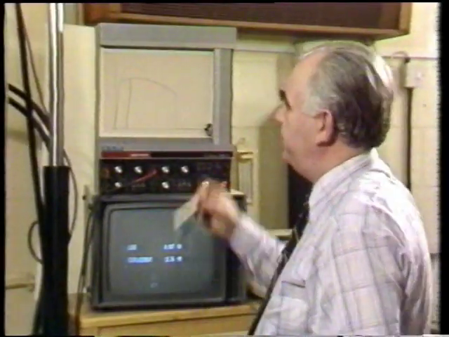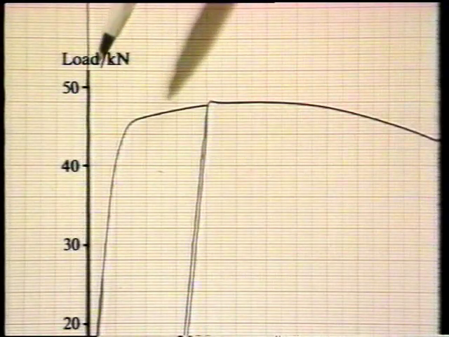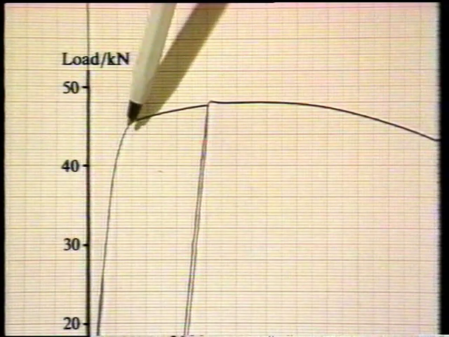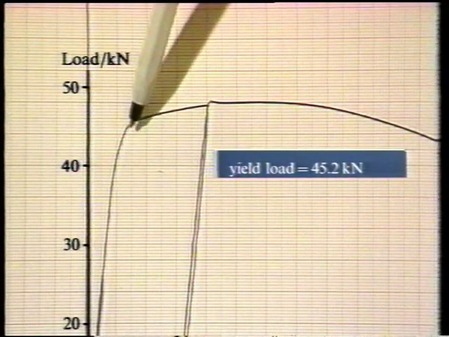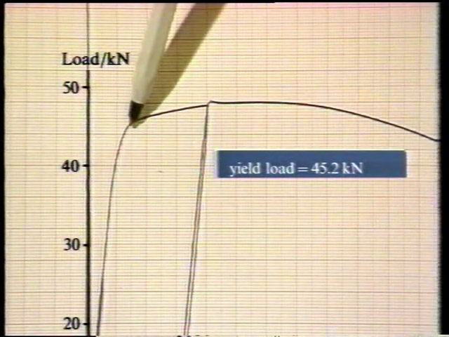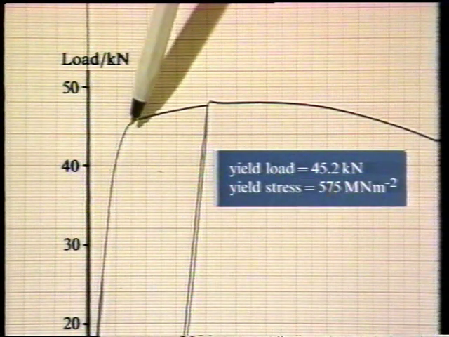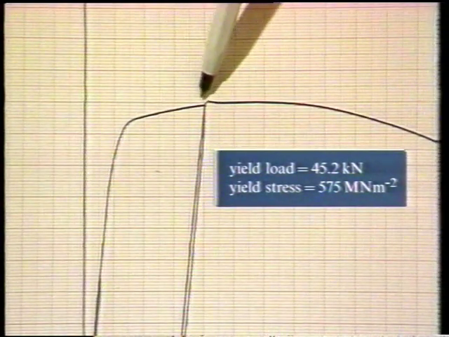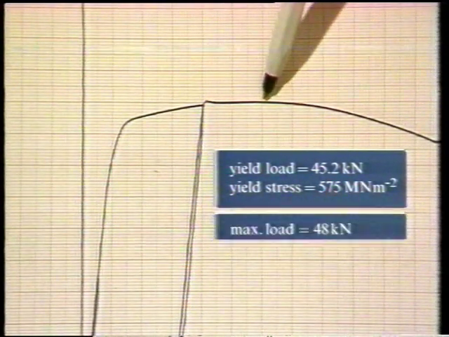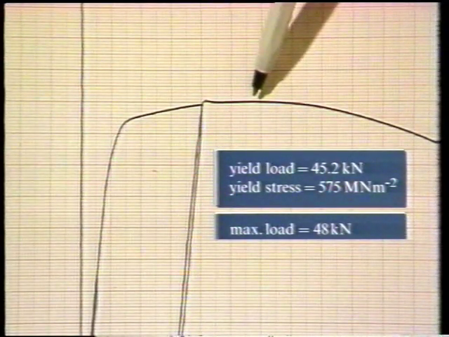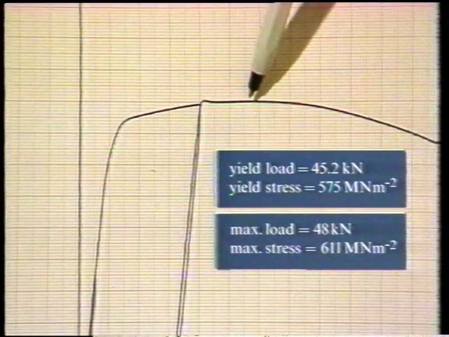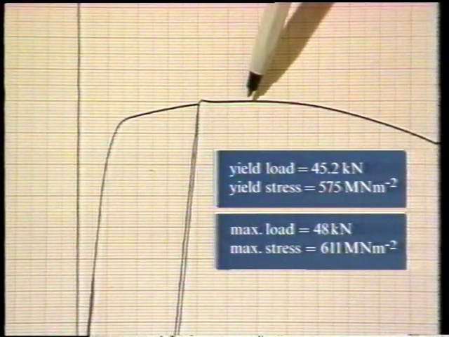We get the strength values from the load extension chart. We know the original cross-sectional area of the specimen, so if we read off this point where yielding began, it's 45.2 kilonewtons, and that works out at 575 meganewtons per metre squared. We then take the maximum load, which is 48 kilonewtons. That gives us, divided by the original cross-sectional area, 611 meganewtons per metre squared.